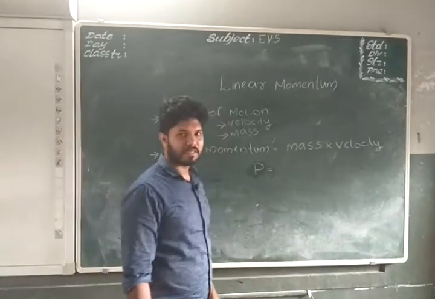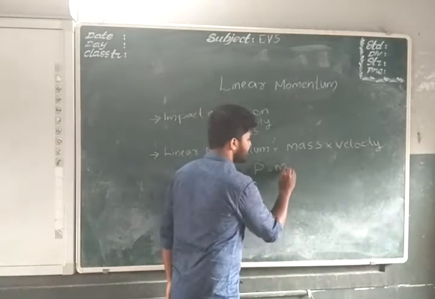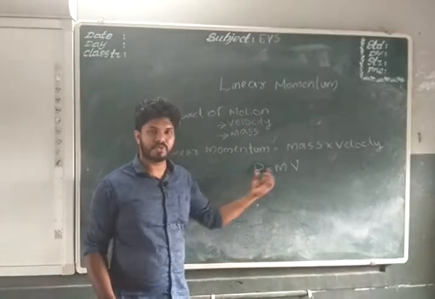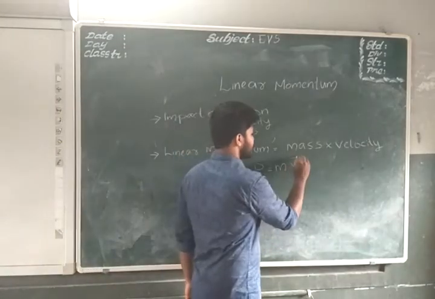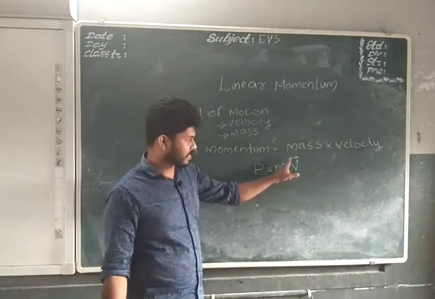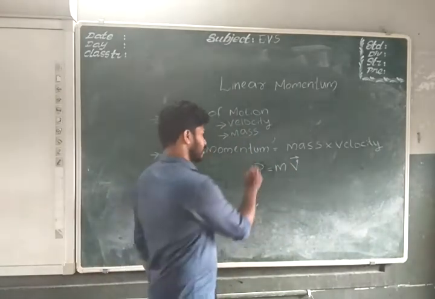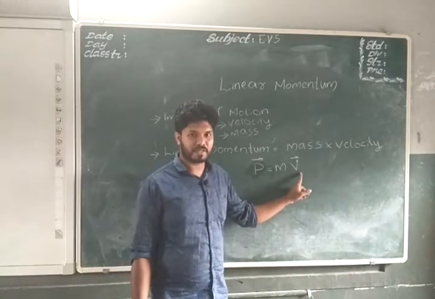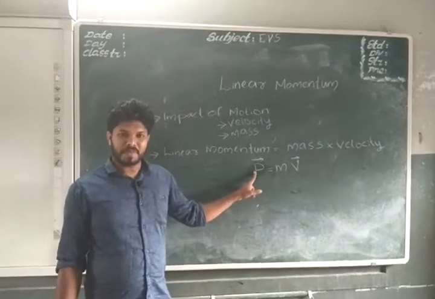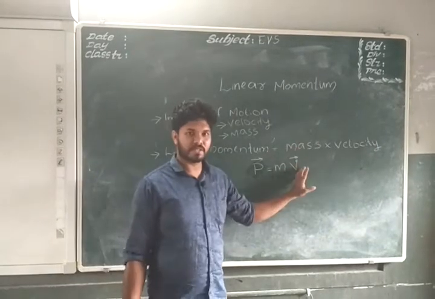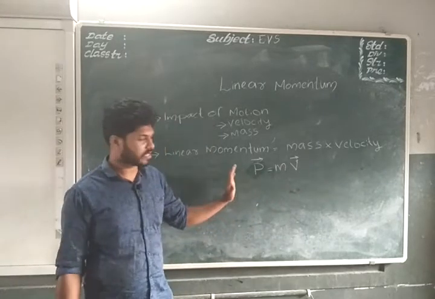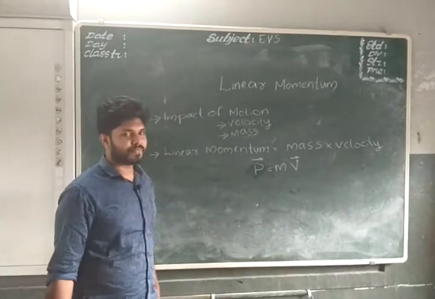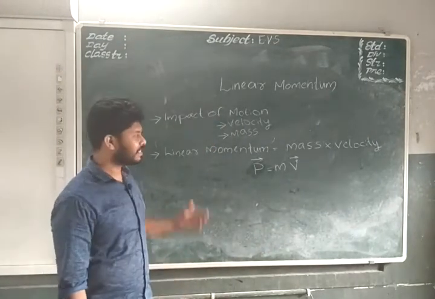In equation form we can write P is equal to... what is the symbol of mass? M, and symbol of velocity V. So P is equal to M into V. Velocity is a vector quantity, hence we give a vector symbol here. Since velocity is a vector quantity, momentum is also a vector quantity. So here we get the equation P equal to M into V, that is the equation for linear momentum.